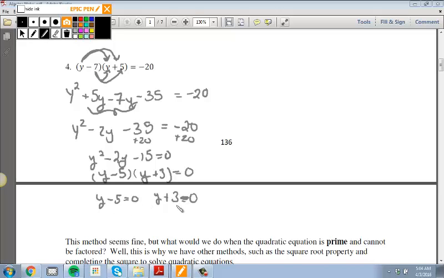Alright, so now solve each of these equations here. y minus 5 equals 0 and y plus 3 equals 0. So I'm going to add the 5 to get y equals 5, and I'm going to subtract the 3 to get y is equal to negative 3. Alright, so there are my two solutions again.